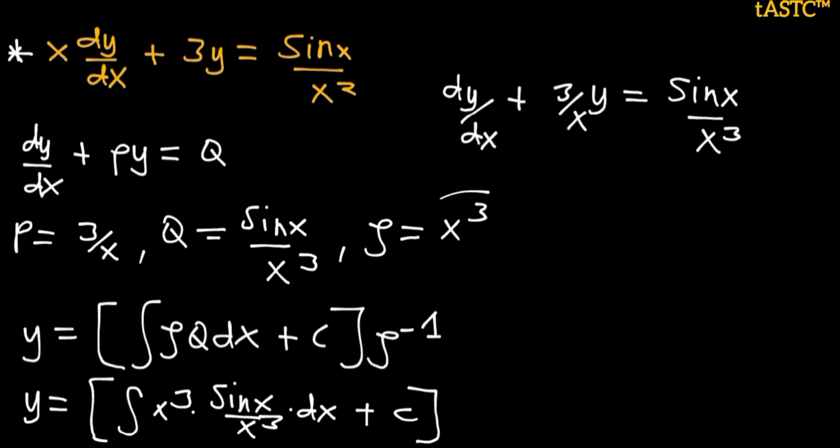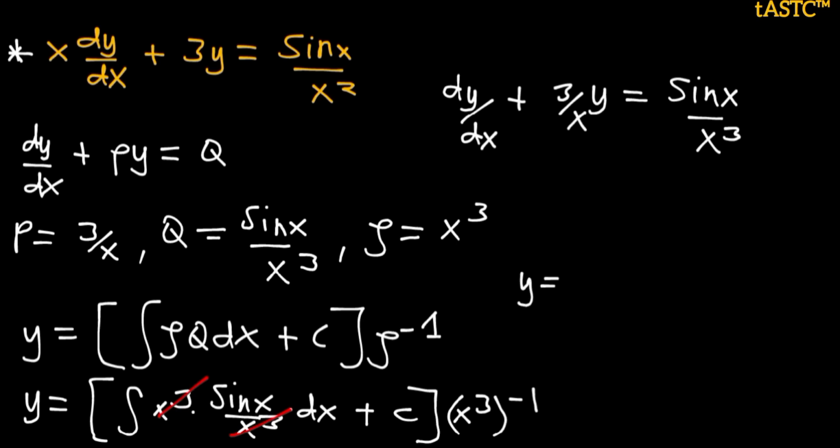Now, rho is this. So that should be x raised to the power of 3. And this is equal to the power of negative 1. Now, from here, we notice that x to the third should cancel x to the third as a denominator. And that should leave us with integral sine x. Now, what is integral sine x? What is that going to give?